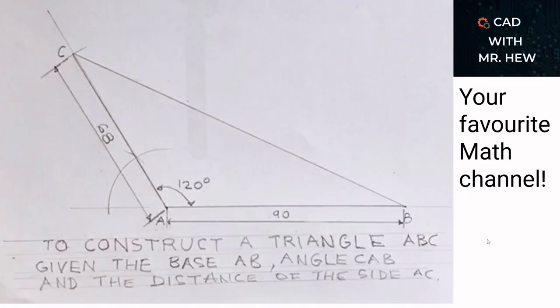We have come to the end of today's video. In today's video, we constructed a triangle ABC given the base AB, angle CAB, and the distance of the side AC. At Cadre Mr. Yu, we aim to become your favorite math channel, and we thank you for joining us. In the next video, we'll be looking at the construction of the centroid of a given triangle.